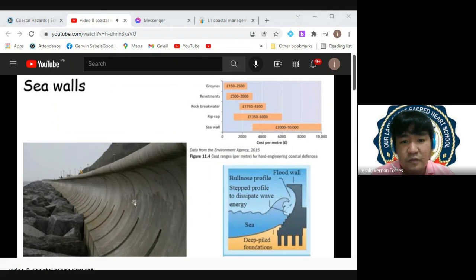So, class, regarding what is shown in the video, what are the possible engineering structures that we can build along coastal areas so that we can manage coastal erosion? So, kindly watch the video.